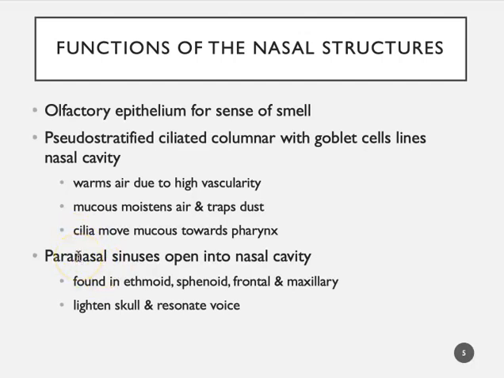We have paranasal sinuses. You probably remember this from 201. Those are the ethmoid sinus, the sphenoid sinus, frontal, and maxillary sinuses. These sinuses help lighten your skull, as well as basically help form what is your voice. I think you know that intuitively. So the first part, that it lightens the skull.